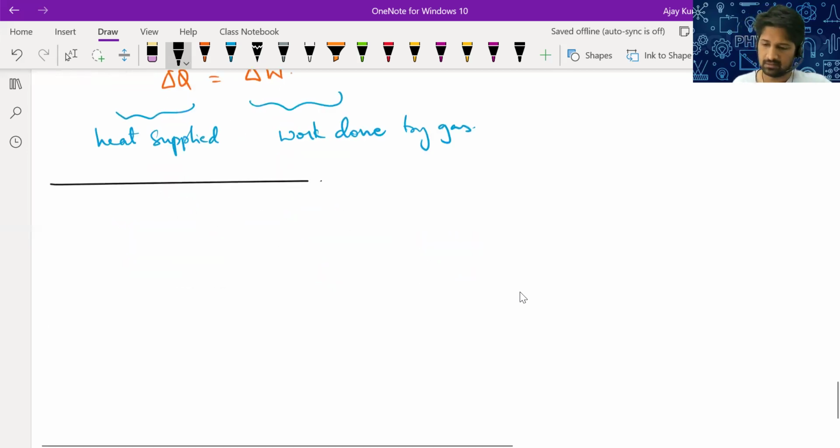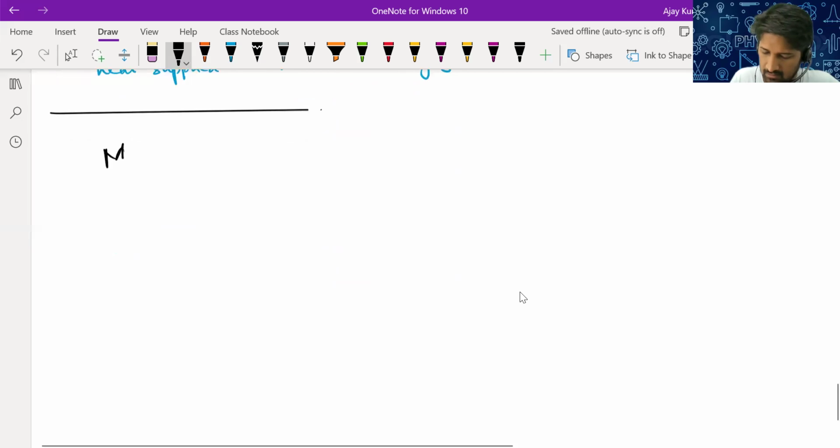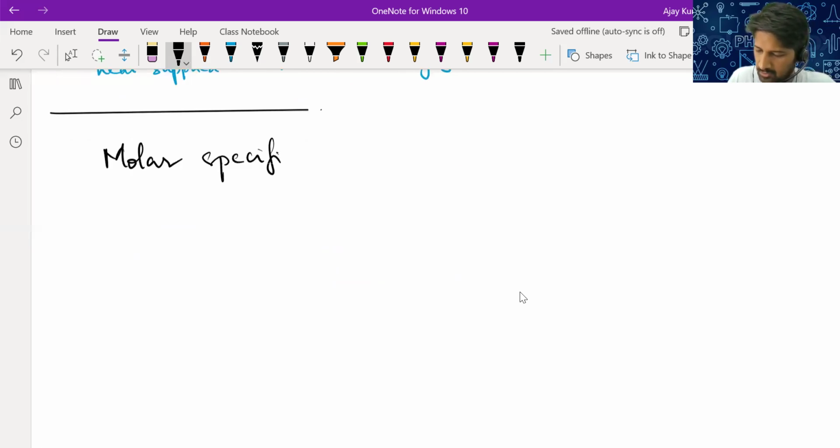Next, molar specific heat of an isothermal process.